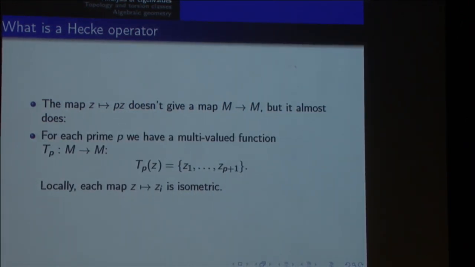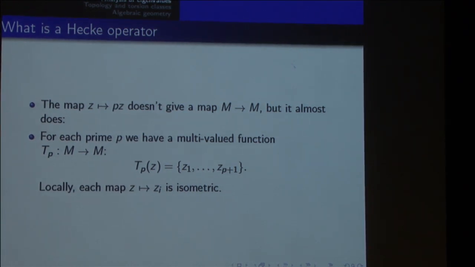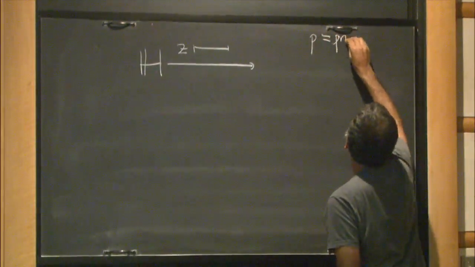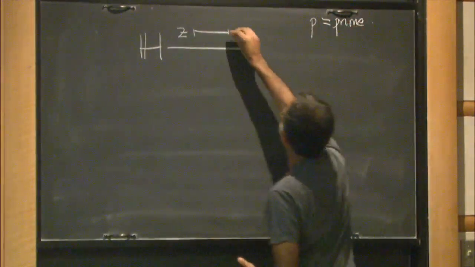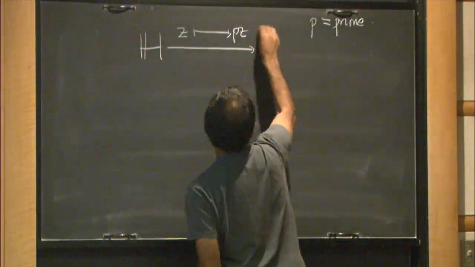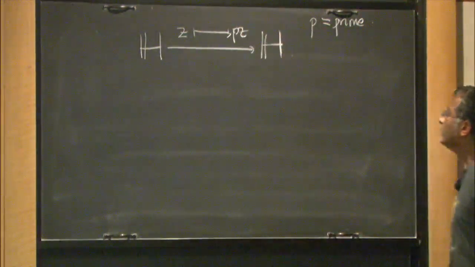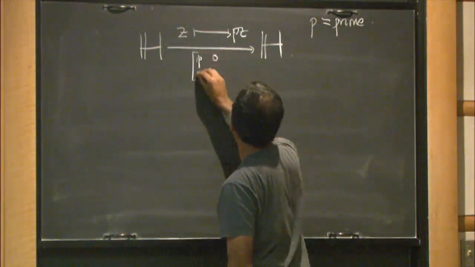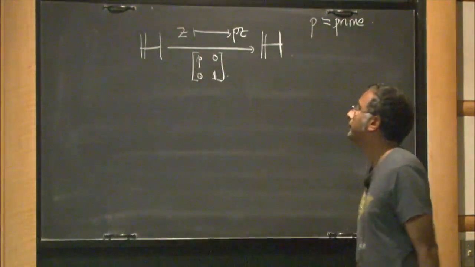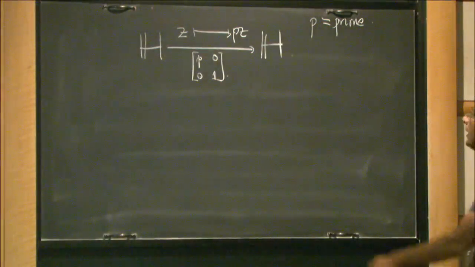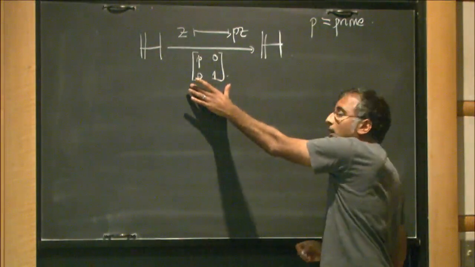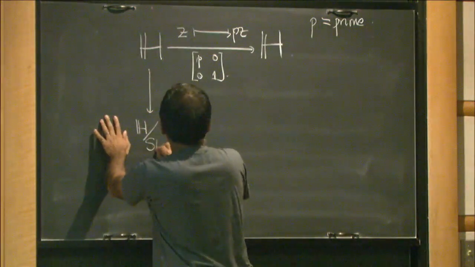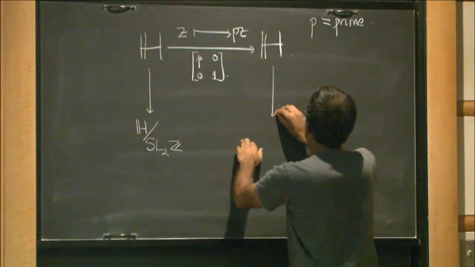Okay, so on the upper half plane, we can consider the map which multiplies by p. Here p is a prime number. It doesn't really have to be prime, but the way I set it up, it's going to be prime. So we can look at this map, and this map is the same as acting by the fractional linear transformation (p 0; 0 1). Now, I would like to say this thing descends to this quotient down here.